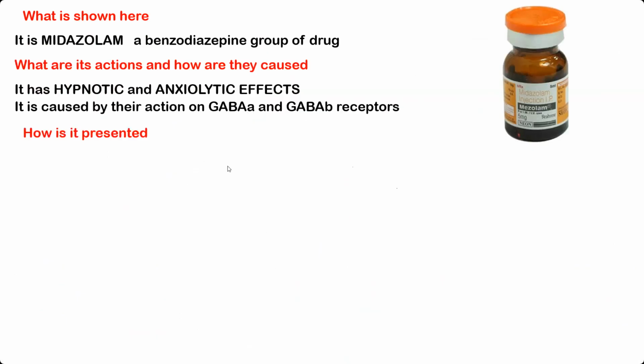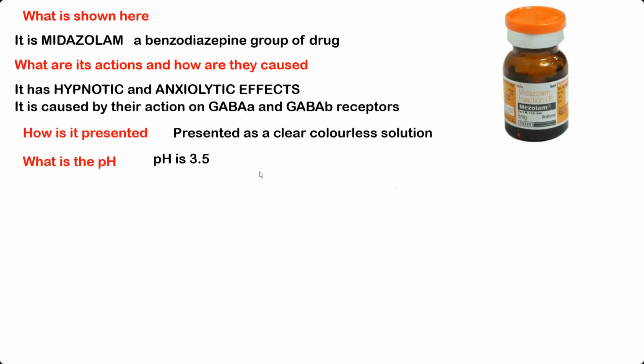How is it presented? Already shown in the earlier slide. It is available as a liquid for injection, a clear colorless solution. And what is the pH? pH 3.5, acidic. Okay. What is the peculiarity of the structure of midazolam?